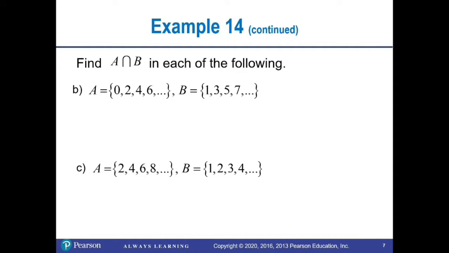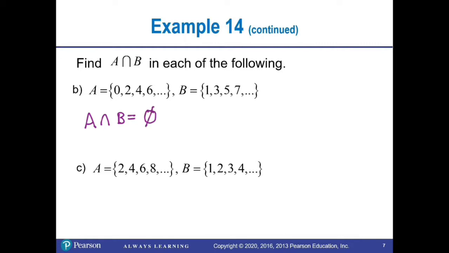In part B, I notice that set A are our even numbers and set B are the odd numbers. We're asked to find A intersect B. As I look at these two sets, I want to know where the two sets overlap, what they have in common, or what's in both.